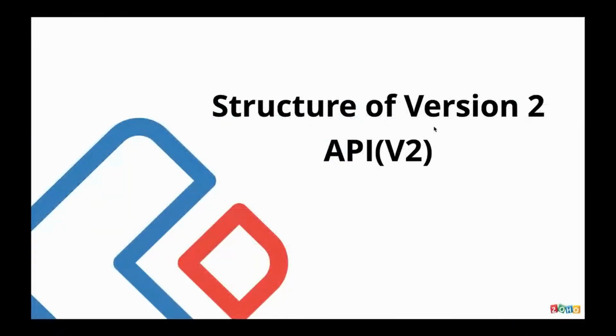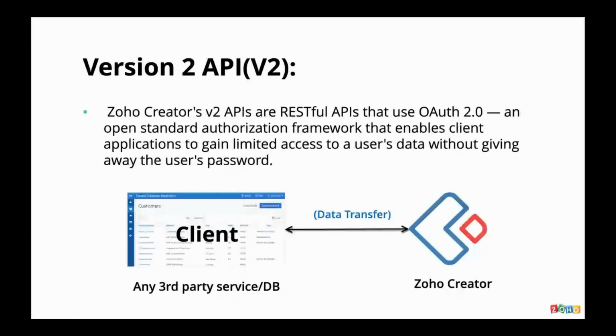So let's get into the V2 structure. The V2 API is RESTful and supports OAuth-based authentication, which is more secure and safe. So we'll be using the access token and refresh token to make API calls between any third-party service to create a data transfer. Let's see the features and structure of the V2 API. Then we will see how the V2 API has to be authenticated to push data into a Zoho Creator application.